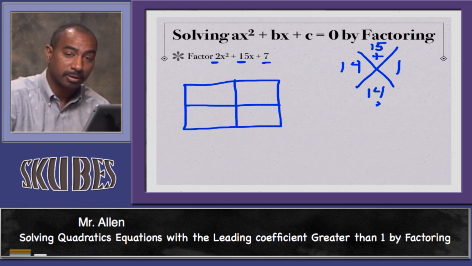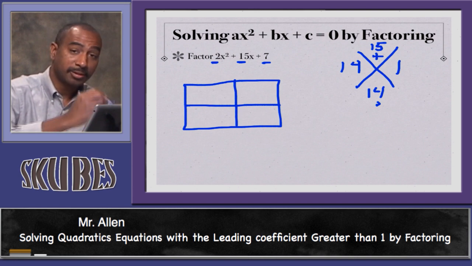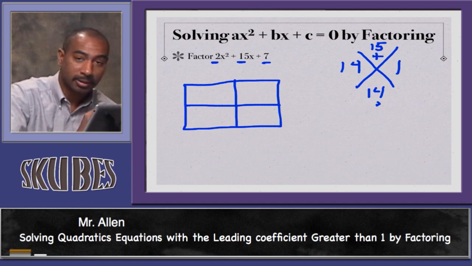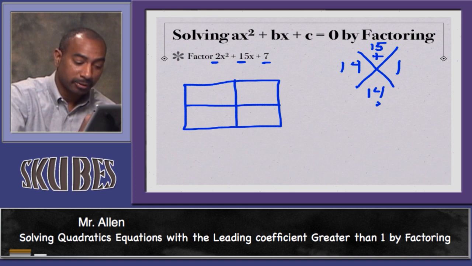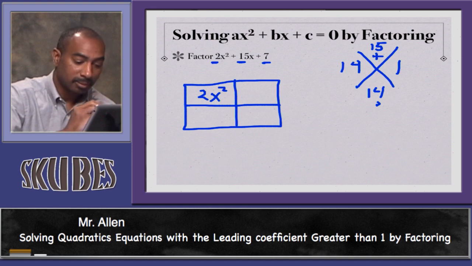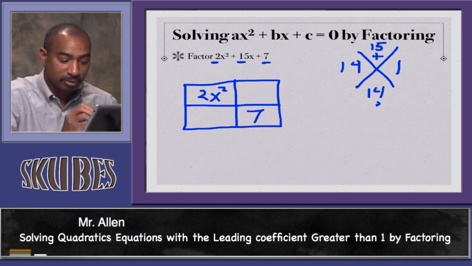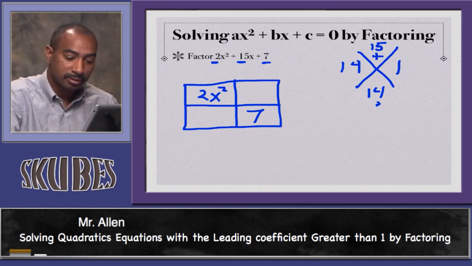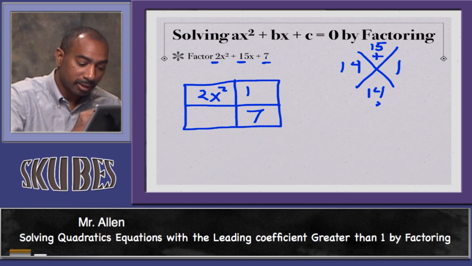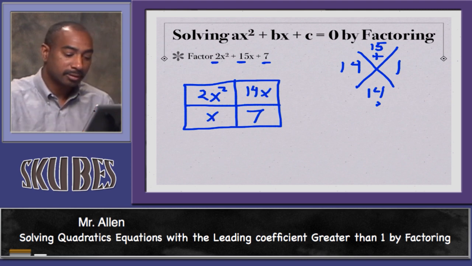So you want those two factors. You've got to work backwards this time. And the easy way to do this is to use the concept of areas. We know that this first rectangle here has to be 2x squared. And we know that one of these has to multiply to 7. And what this does, it gives you the two terms that add up to the middle term, 15x. So I'm going to put 14x and x, because this has to add up to 15x.